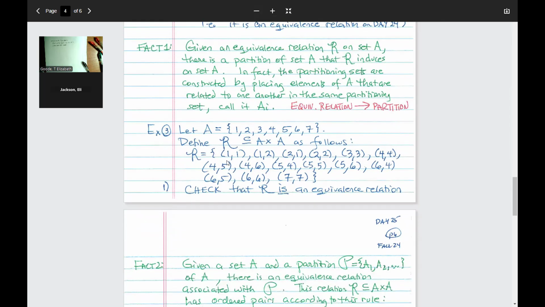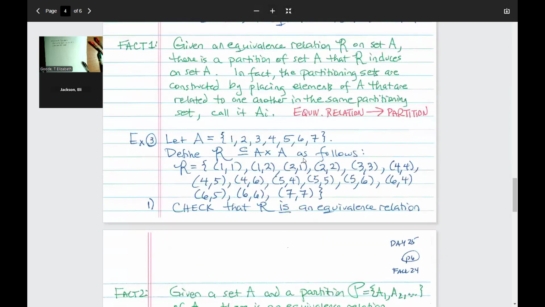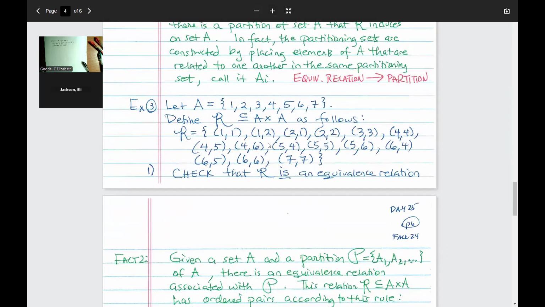So here's where we play the game. I give this equivalence relation on this set A. A's got 1, 2, 3, 4, 5, 6, and a 7 in it. It's got those 7 elements. Here's the relation. Notice it's an equivalence relation. 1 is related to itself, 2 is related to itself, 3 3's in there, 4 4's in there, 5 5, 6 6, 7 7. It is an equivalence relation. It's also symmetric. (1, 2) is in there, but so is the twin, (2, 1). (4, 5) is in there, but so is its symmetric twin, (5, 4). (4, 6) is in there, but so is (6, 4), right? (5, 6) is in there, but so is (6, 5).